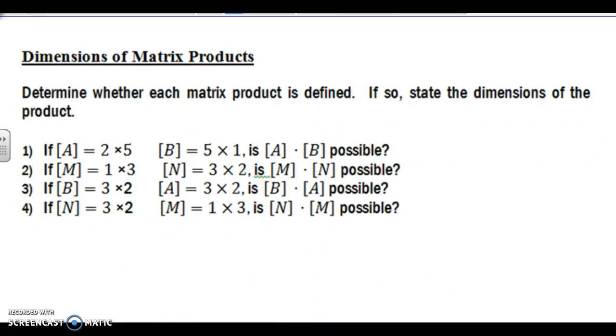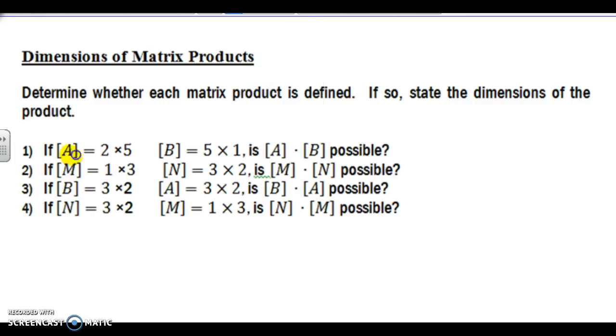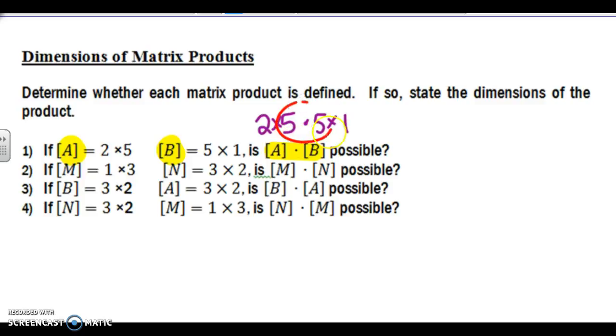So looking at these, it shows you different sizes of these matrices. It says, here's matrix A, and it's a 2 by 5, and here's matrix B. And the order is very important. This is telling you to multiply A times B. So A would be the first one. A is 2 by 5, and I'm multiplying that by B, which is a 5 by 1. So these inside numbers right here are the same. So is it possible? It absolutely is possible. Okay, so that one's a yes.